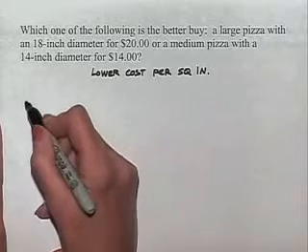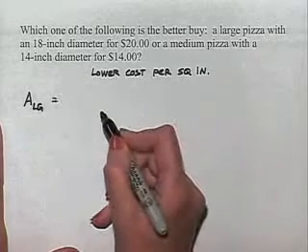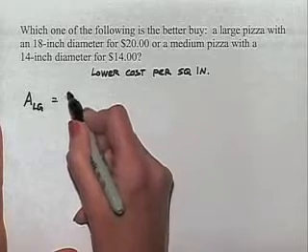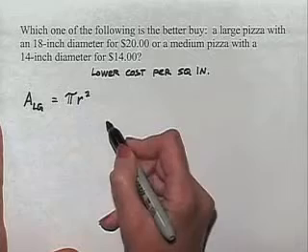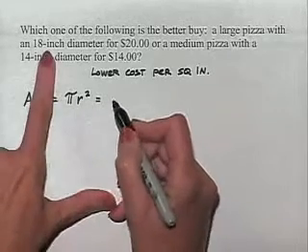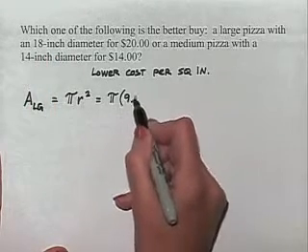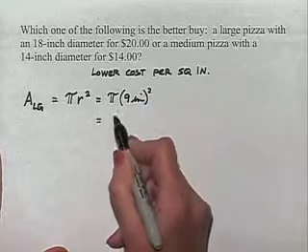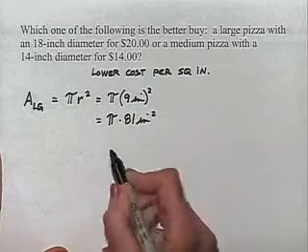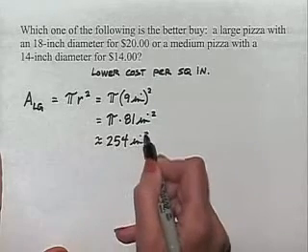So let's start off with the area of the large pizza. We're going to figure this out by noticing that a pizza is going to be in the shape of a circle. We're going to have pi times r squared in order to determine that. In this case, the r is going to be 9 inches since the diameter is 18 inches. So we'll have pi times 9 inches squared, giving us pi times 81 square inches. And that's going to be approximately 254 square inches.